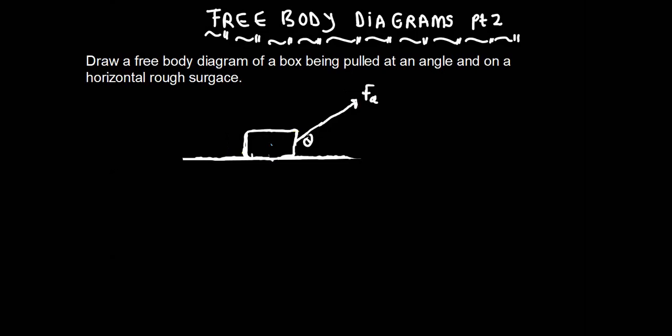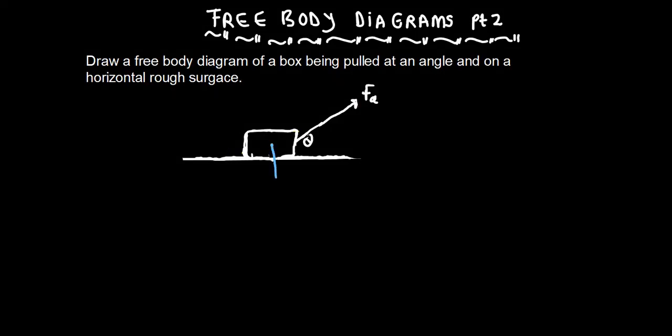This is part 2. So let's say we are asked to draw a free body diagram of a box being pulled at an angle on a horizontal rough surface. To answer this question, we already know that there is a force acting downward. We call it the force of gravity. And we also know that there is a force that the surface exerts on the box, which is the normal force.